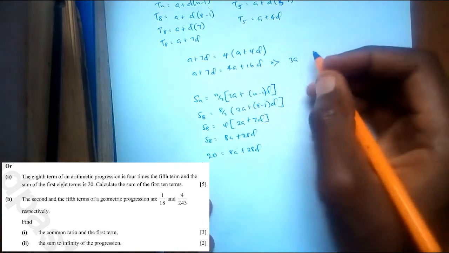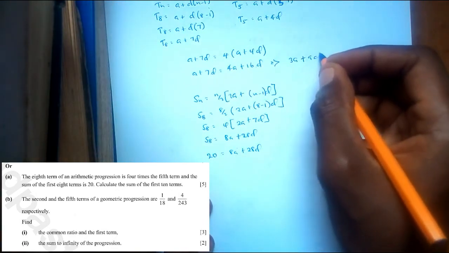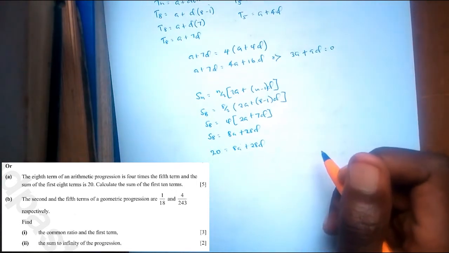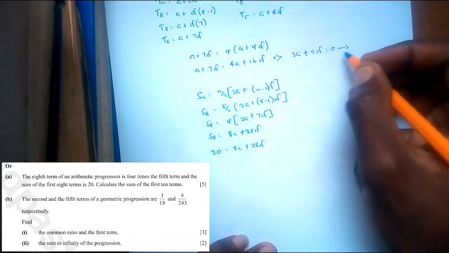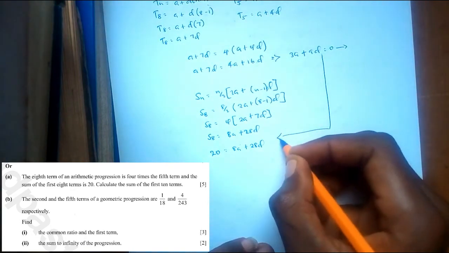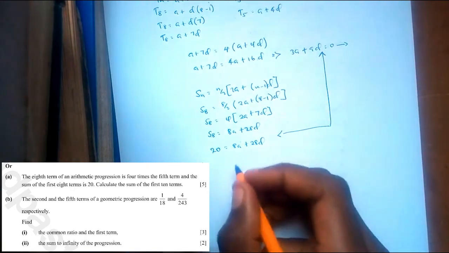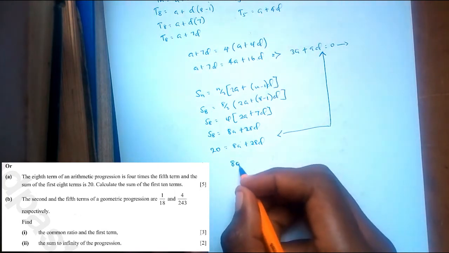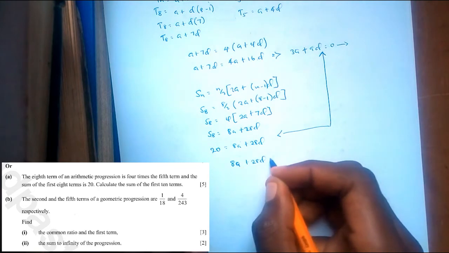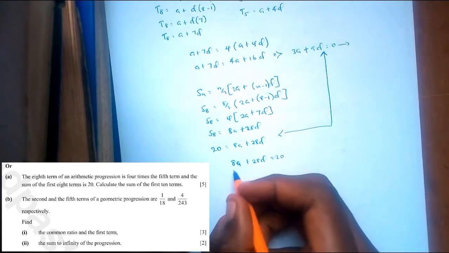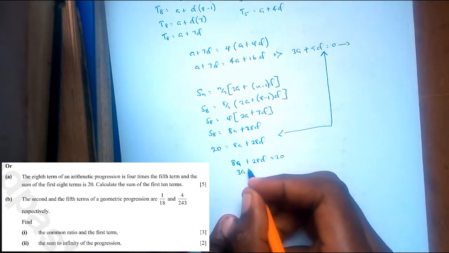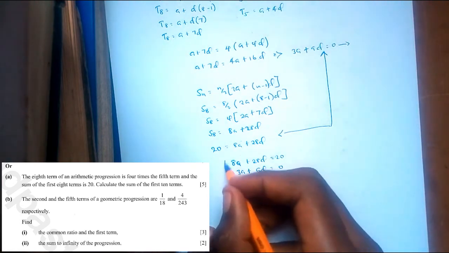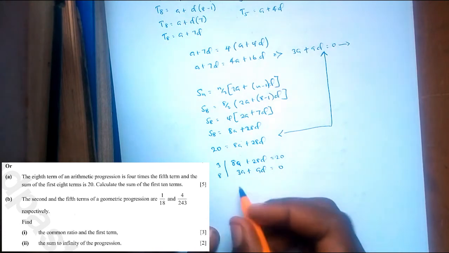When 7 goes this side, that will be 9d. Okay, 0. So we'll solve this equation and this equation simultaneously. That is 8a plus 28d is equal to 20, and 3a plus 9d is equal to 0. Then that will be 8.